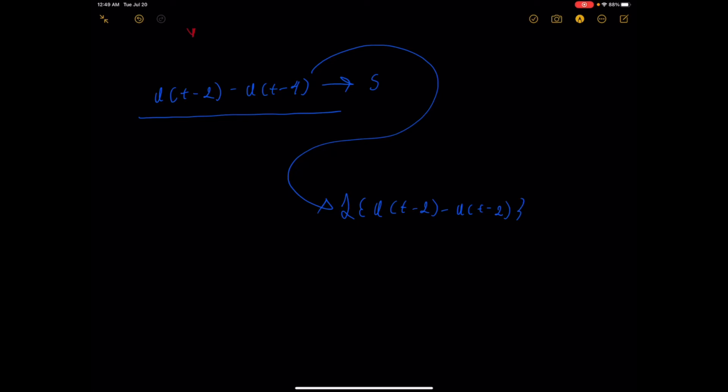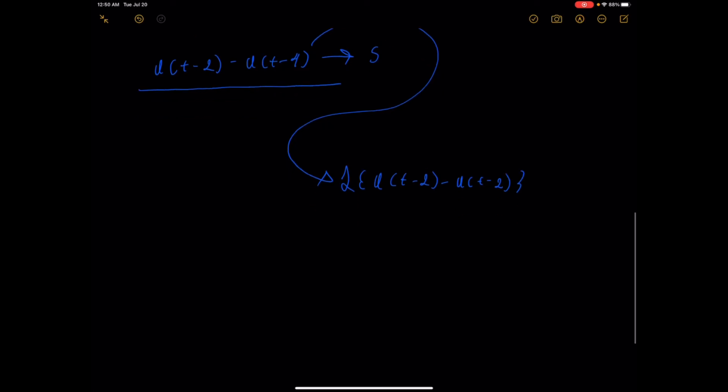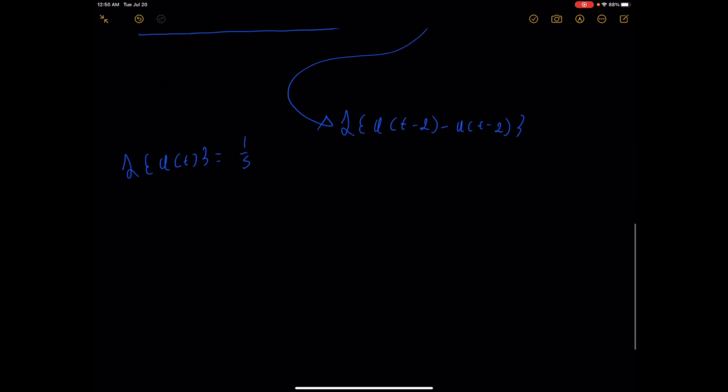Now, as we can recall, or if this is new to you, I recommend looking at the Laplace transform table. But in case you're familiar with this, we know that the Laplace transform of a unit step function or a Heaviside function is actually equal to 1 over s. You should know that by heart if you're studying this stuff. That's 1 over s.